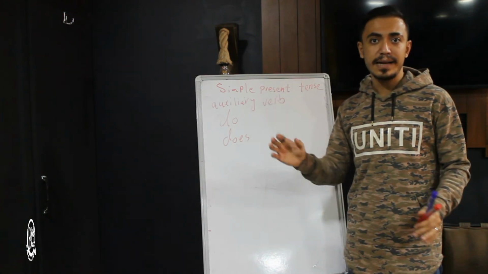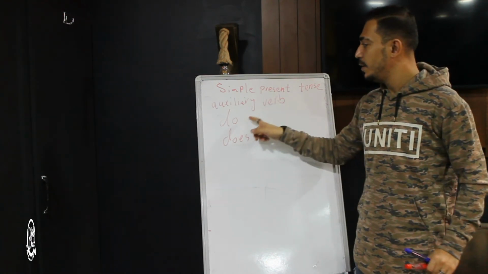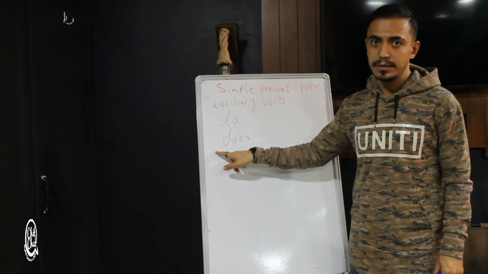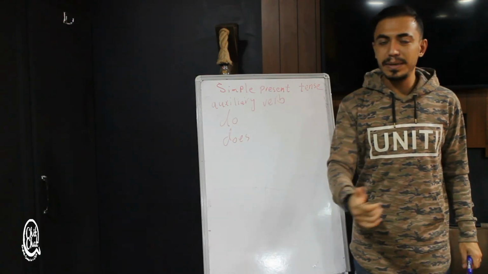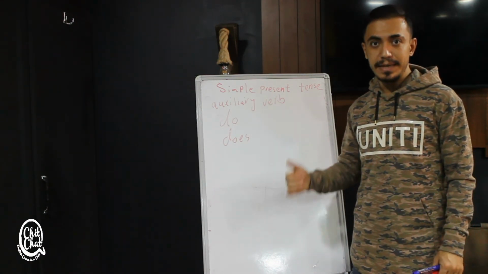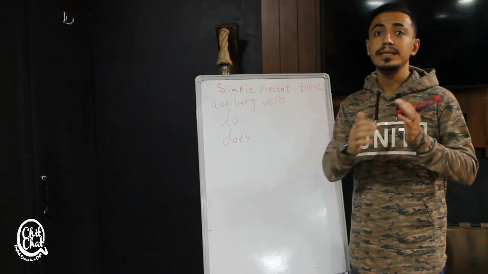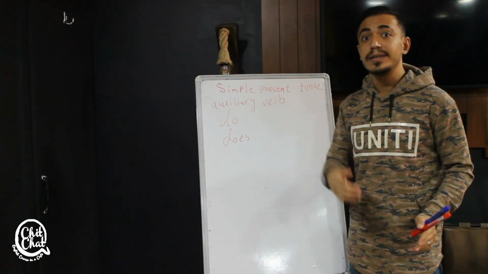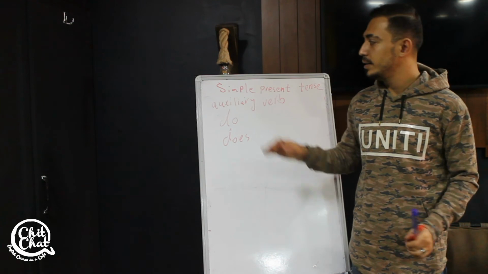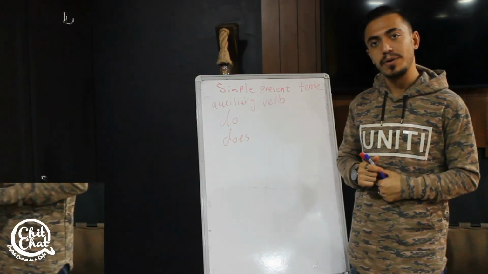And for changing sentences into question form, we just use do and does. For example, do you speak English? Do you live near here? Does he teach French? Does he live near here? This is about making questions.